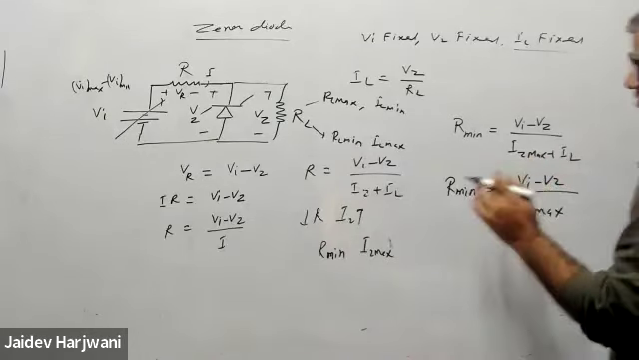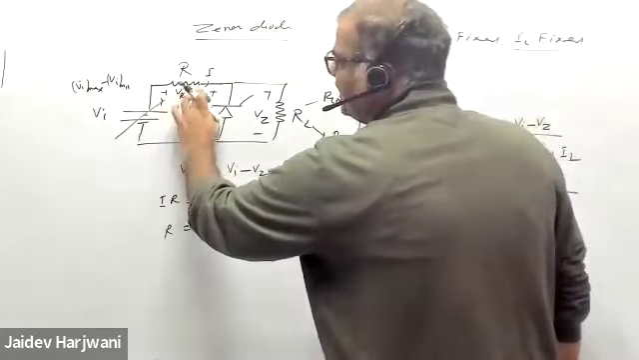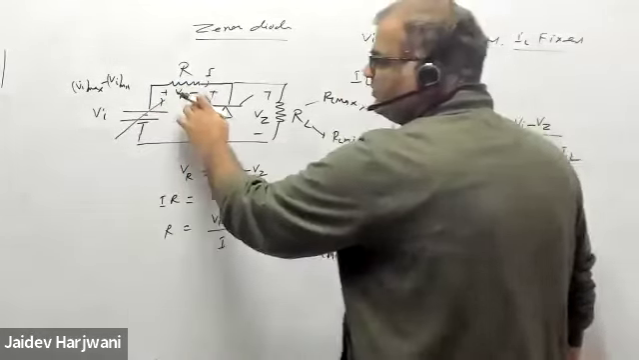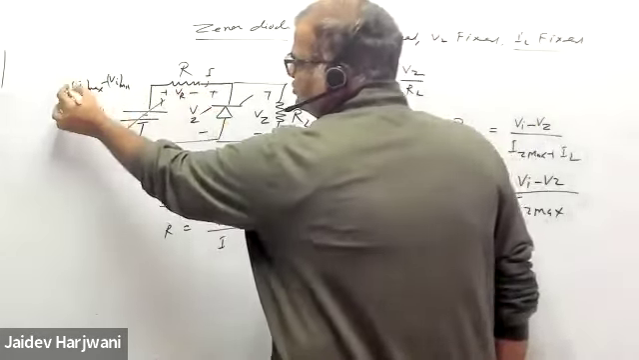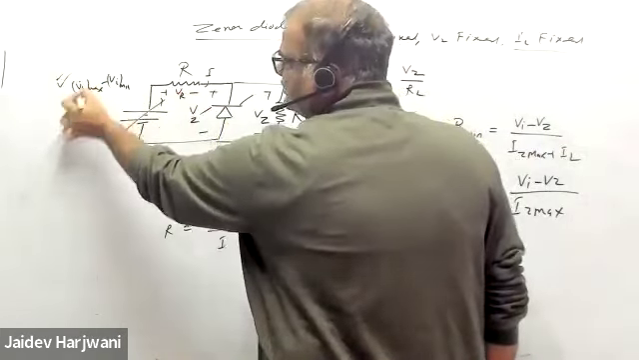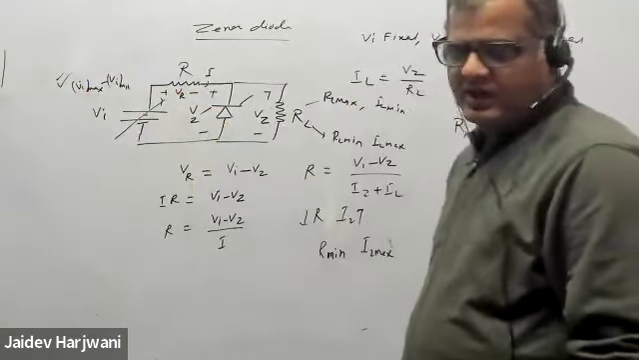Now if you want to make R minimum, R minimum should counter this VI max also in a circuit.